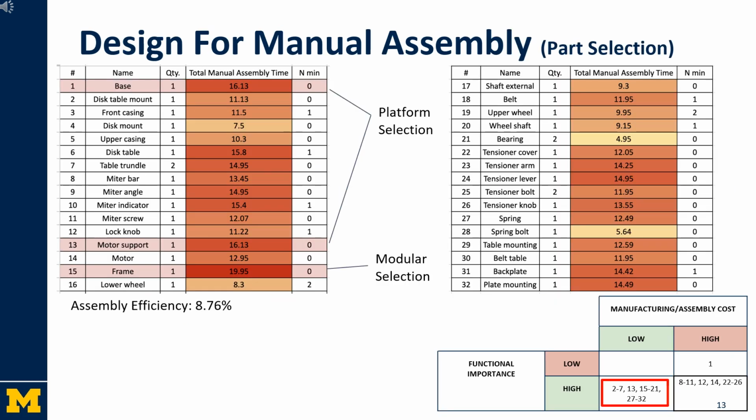For our design for manual assembly, we started by analyzing each individual component and calculating the manual assembly time. For our redesign, we selected the base and motor support because they have some of the higher assembly times and give us a chance to consolidate. We also selected the frame because out of the modular parts, it has the highest assembly time. Furthermore, the quad chart shows that these parts are ideal for our redesign.